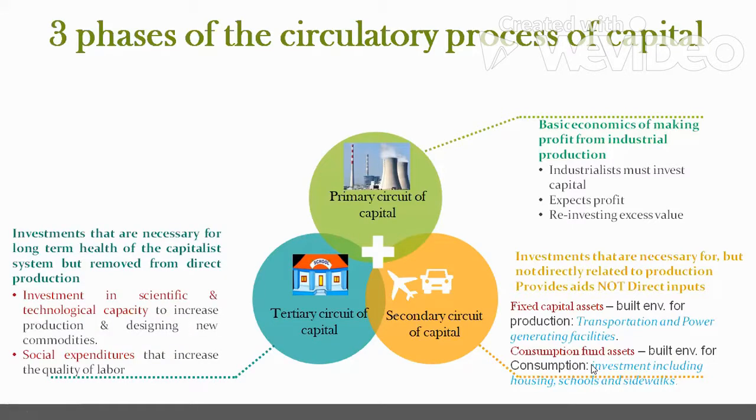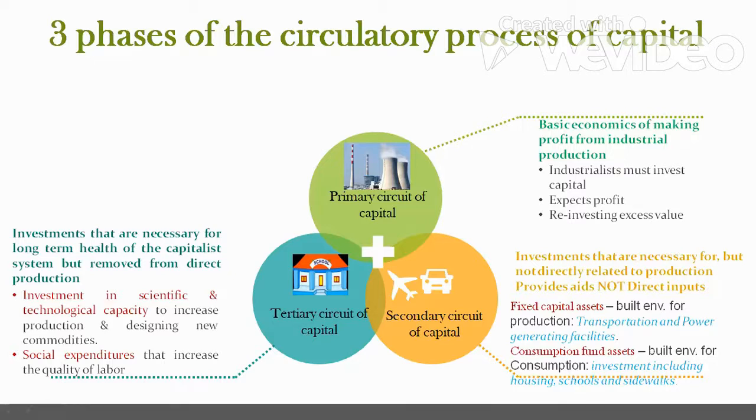Now we come to the third circuit. Harvey also identifies a third circuit, the tertiary circuit of capital. This involves investment that is useful to the long term health of the capitalist system, but is removed from the direct production of commodities. So it is not related to direct production, but it is involved with the long-term health of the system. For example, investment in scientific and technological capacity.